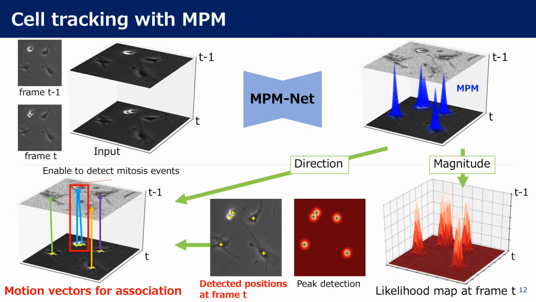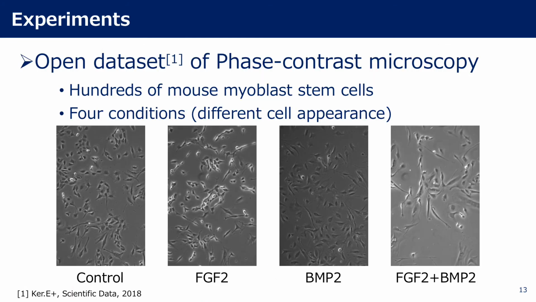Moreover, during mitosis, these 2 vectors face the same direction, so mitosis detection is also possible. In this way, cell tracking can be easily performed with MPM estimation. In the experiment, we use an open dataset of phase contrast microscopy. This dataset consists of hundreds of mouse myoblast cells, each with a different appearance, in 4 conditions.